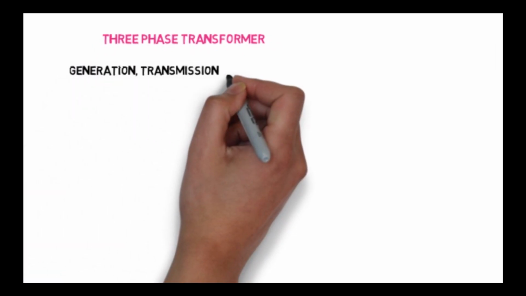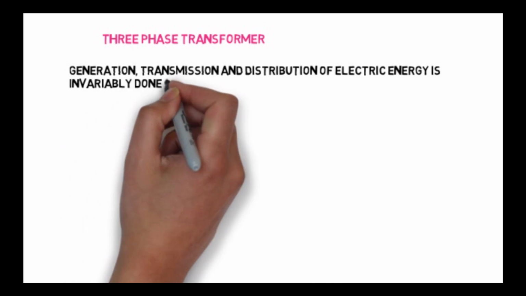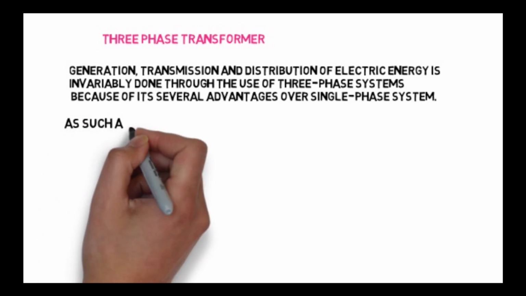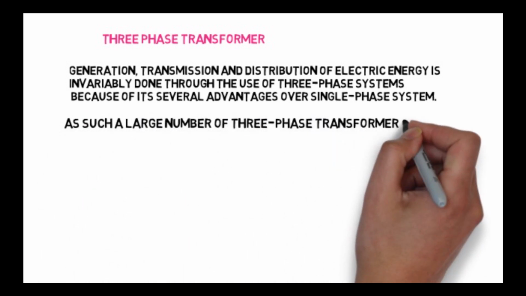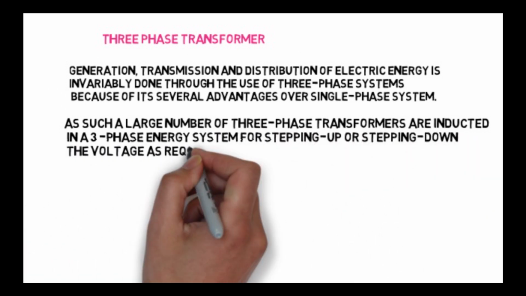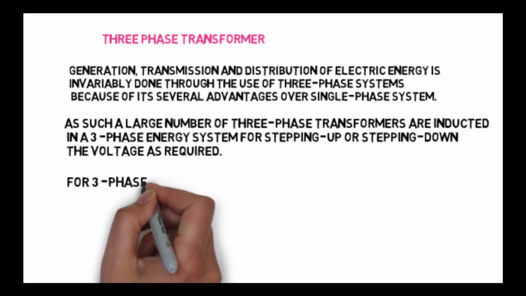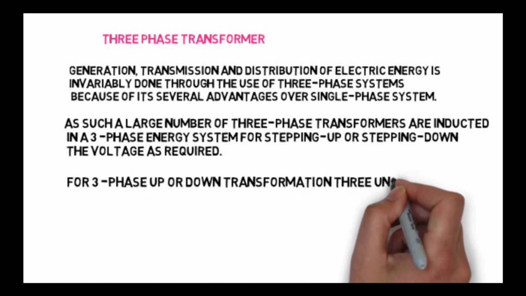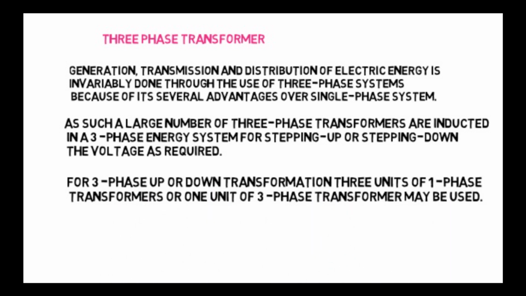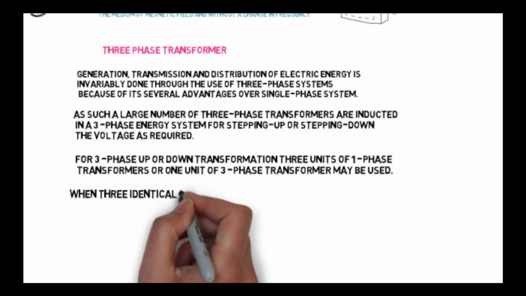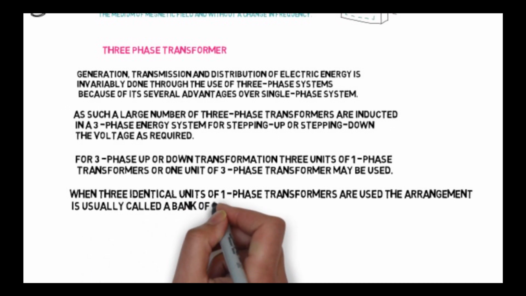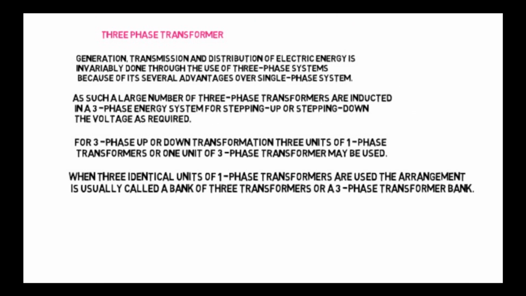Generation, transmission and distribution of electrical energy is invariably done through the use of three phase system because of its several advantages over single phase system. As such, a large number of three phase transformers are used in a three phase energy system for stepping up or stepping down the voltage as required. For three phase up or down transformation, 3 units of one phase transformer or 1 unit of three phase transformer may be used. When 3 identical units of single phase transformer are used, the arrangement is usually called a bank of 3 transformers or a 3 phase transformer.